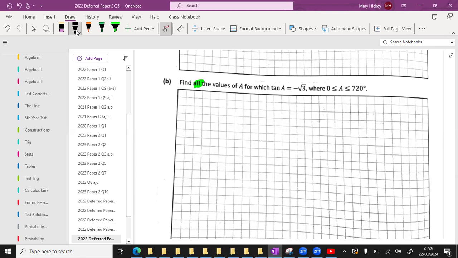Now, it says find all the values of A for which tan A is equal to negative root 3, where A is between 0 and 720. So really, you're going around twice.